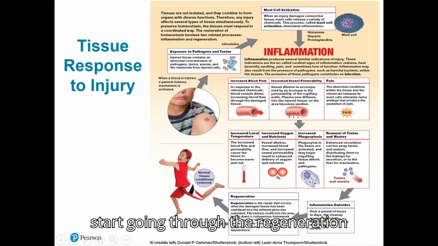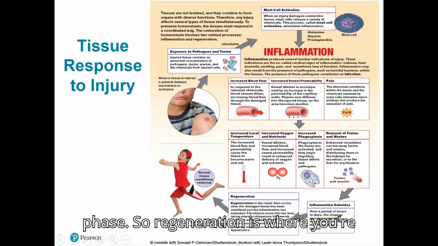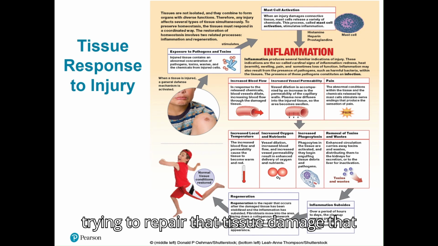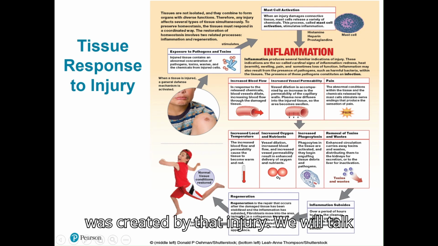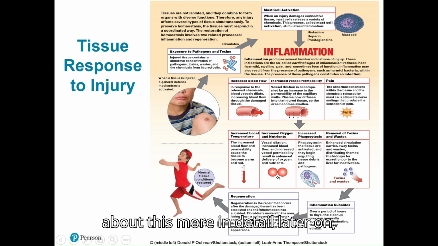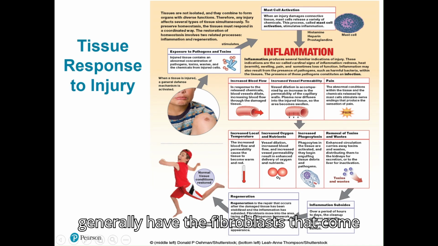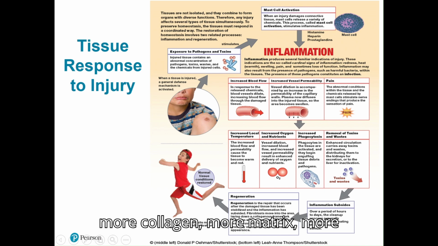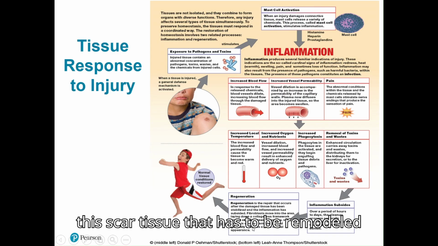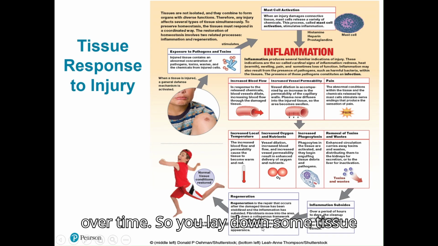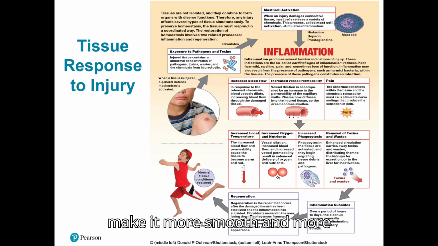going through the regeneration phase. So regeneration is where you're trying to repair that tissue damage that was created by that injury. We will talk about this more in detail later on, but when the tissues are damaged, you generally have the fibroblasts that come in, and then they're going to start making more collagen, more matrix, more cells, and then you're going to create this scar tissue that has to be remodeled over time. So you lay down some tissue quickly, and then over time you try to make it more smooth and more cohesive with the rest of the tissues that are in there.